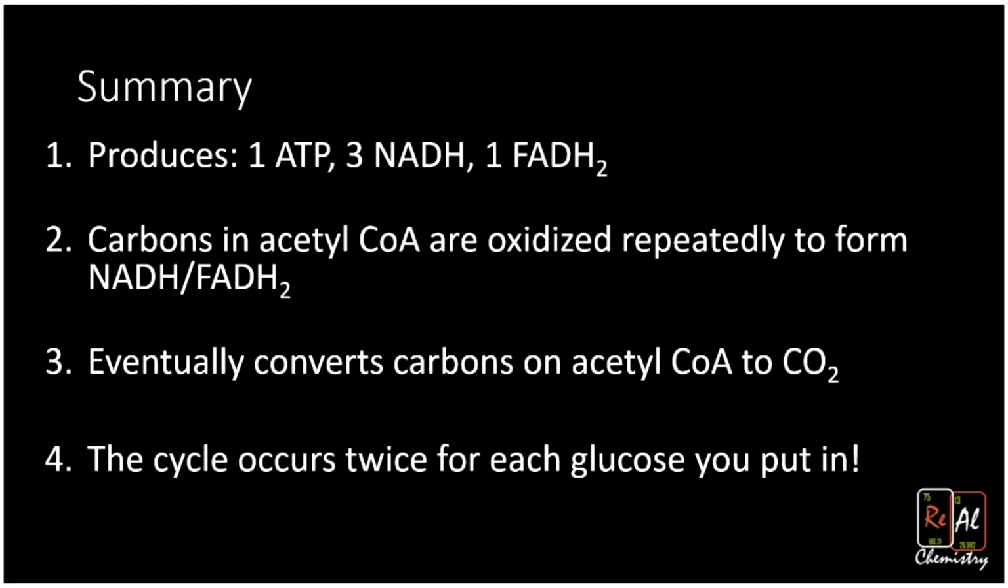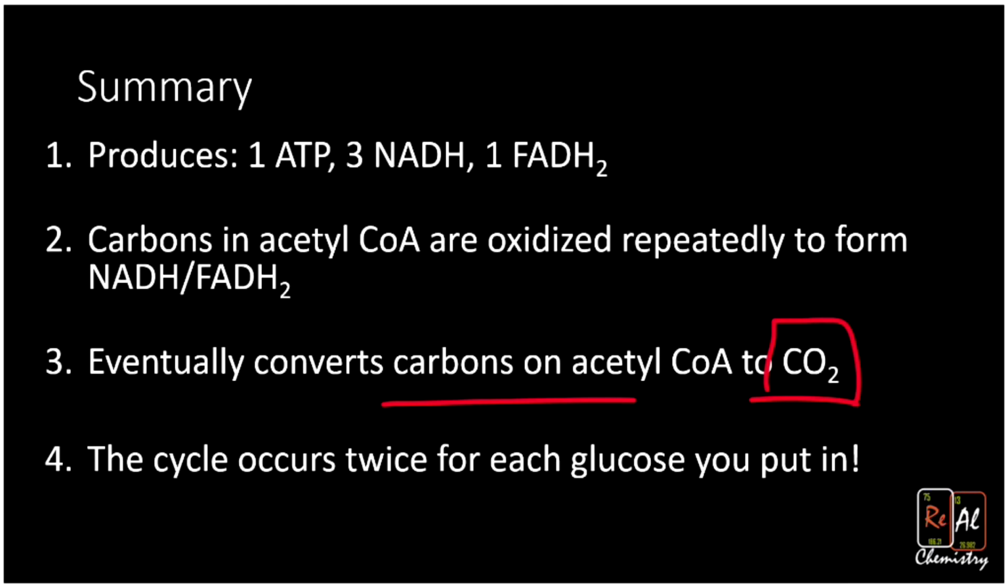So here's a summary. Our citric acid cycle overall produced 1 ATP, 3 NADH, and 1 FADH2, all energy-carrying molecules we care about. The carbons in acetyl-CoA are oxidized repeatedly to form NADH and FADH2. So that's really what's going on in the citric acid cycle: oxidation. It prepares the molecule for oxidation, it oxidizes it. Eventually, all the carbons in acetyl-CoA are converted into CO2. So we got out 2 CO2, and that's how many carbons were on our acetyl-CoA.